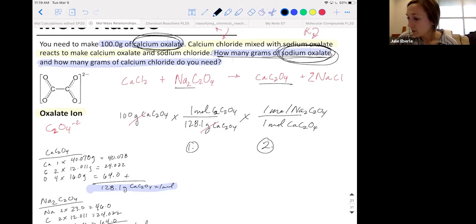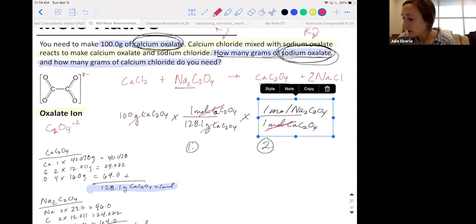Okay. And the reason I had to put calcium oxalate on bottom is because look, I got it on top and bottom. It's got to cancel. I'm trying to get things in terms of sodium oxalate. My question says how many grams of sodium oxalate. So I have to cancel moles. So it matters which one I put on top and bottom. You can't put the calcium oxalate on top. It's got to go on bottom.